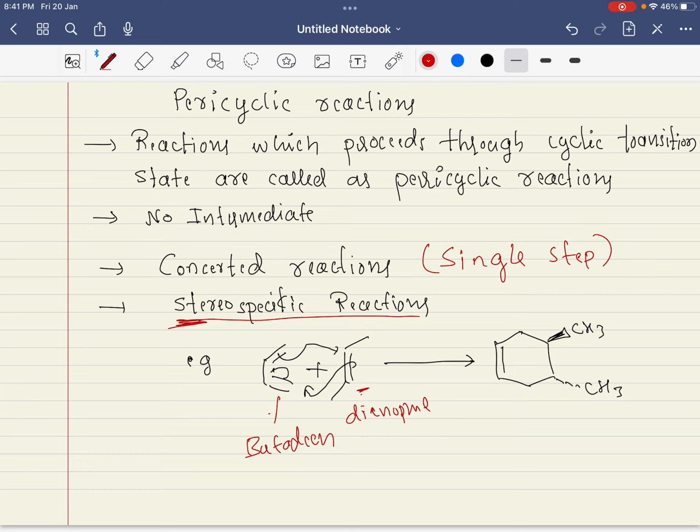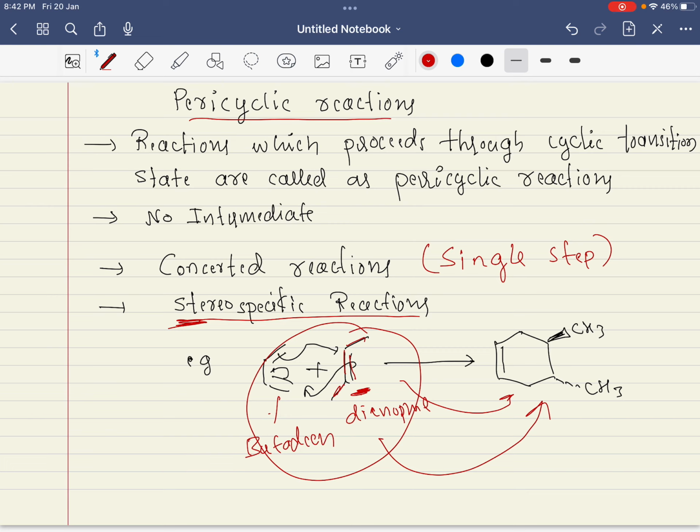In this molecule, the stereochemistry here is trans. Whatever the stereochemistry in the reactant, that will be reproduced in the product faithfully. Such reactions are called stereospecific reactions. I repeat, if whatever the stereochemistry in the reactant is reproduced in the products, such reactions are called stereospecific reactions. Pericyclic reactions are stereospecific reactions.